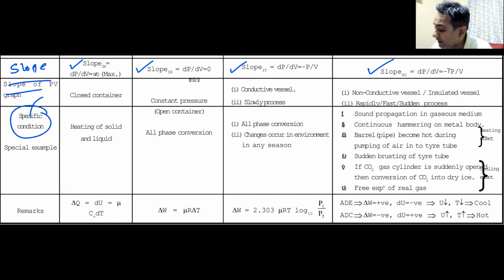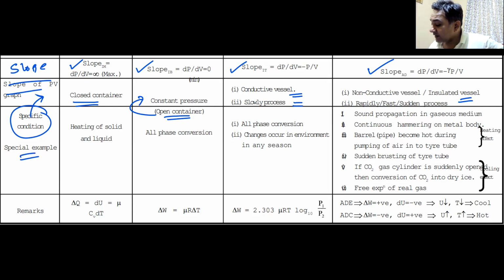Now, the specific condition heading is here. The condition for this to happen, it should happen in a closed container. Whatever happens in a closed container has constant volume. Whatever happens in an open container, which is open to atmosphere, is constant pressure. Do we understand this? Whatever happens in a conductive vessel and very slowly has to be isothermal. Whatever happens very fast or in an insulating vessel is an adiabatic process. Do we understand this?